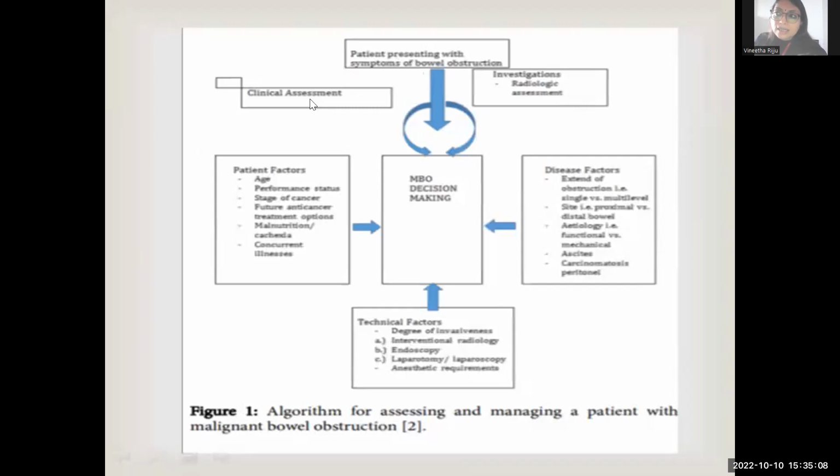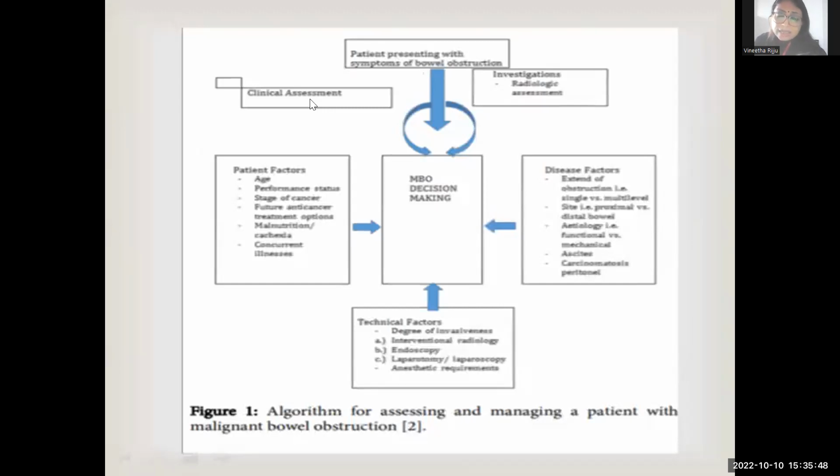Then ascites. If there is ascites, it is not a good factor. Carcinomatosis peritonei, when there is so much metastatic spread all around the abdomen in the peritoneum. The peritoneum is a sheet-like structure which covers all the organs in the abdomen. So if there are multiple small nodes of secondaries all around in that peritoneum, that again is a bad prognosis. So even those patients cannot be good candidates for surgery.